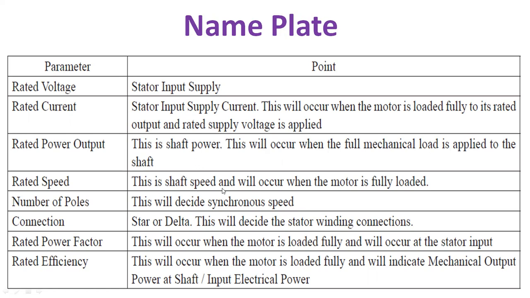Rated speed is the shaft speed and will occur when the motor is fully loaded. Number of poles, this will decide the synchronous speed. Then the connection, whether it is star or delta, this will decide the stator winding connections. And the rated power factor will occur when the motor is loaded fully and will occur at the stator input point. And the rated efficiency will occur when the motor is loaded fully and will indicate mechanical output power at shaft by input electrical power. These are the nameplate details of any electrical motor.